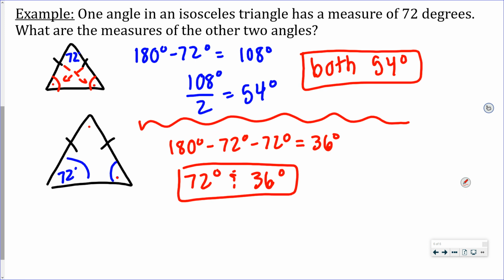So another answer, they could both be 54, or one could be 72 and one could be 36. It's kind of a fun problem. I would accept either answer, and you don't have to have both. Either answer is correct. Okay, that's a wrap.